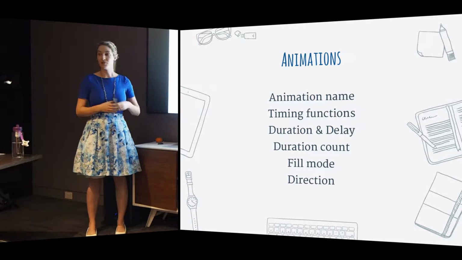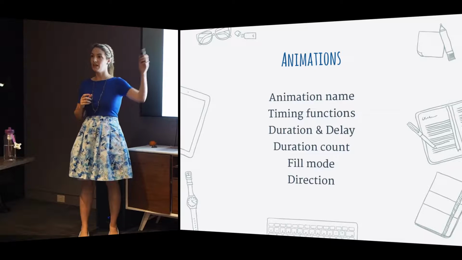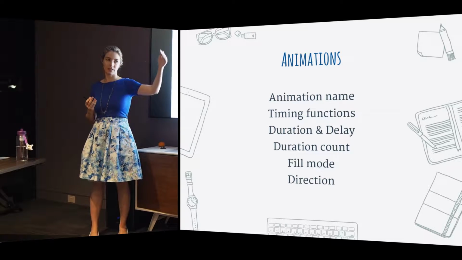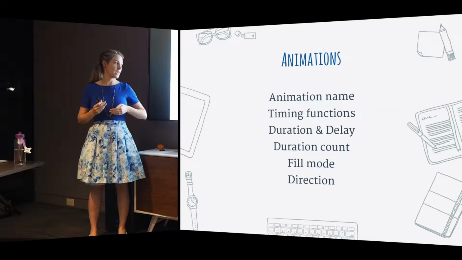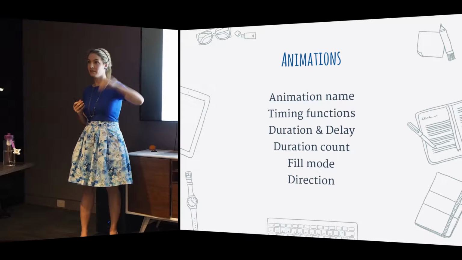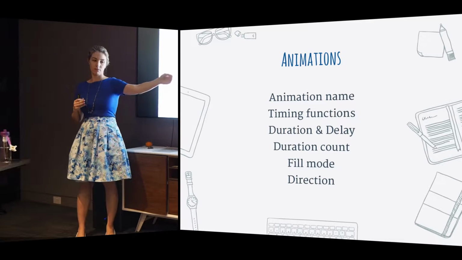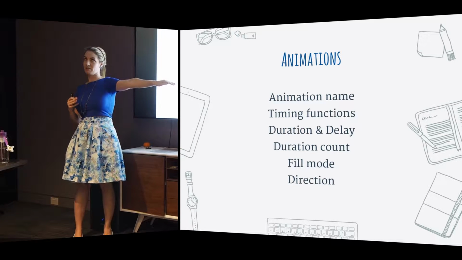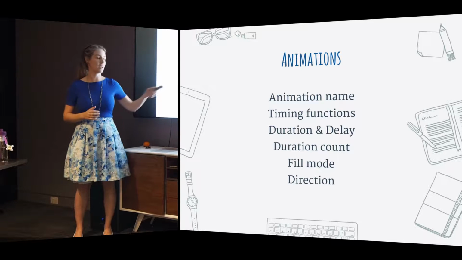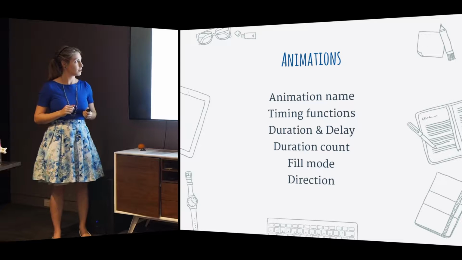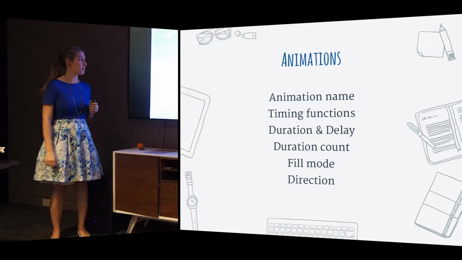And the last one is direction. Direction will determine how the animation runs. So the default is basically from start to finish. Then there's reverse, which is the end back to the start. And then there's alternate, which will run start, finish, finish, start. This one, alternate, I actually use in my demos, so we'll get to see that.